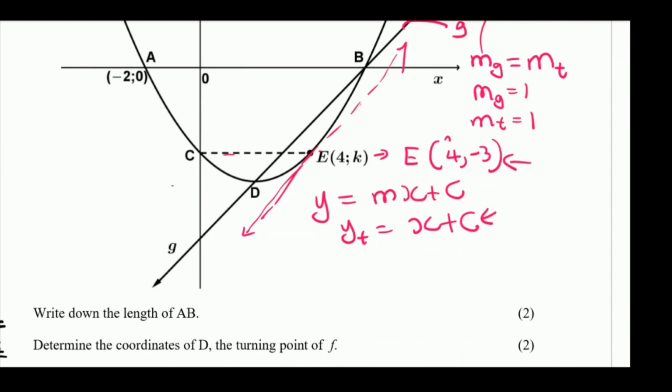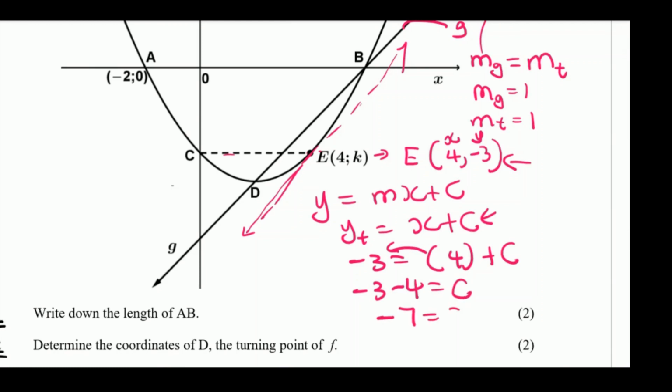So you're going to substitute, this is the X value, this is the Y value. So where there's Y, we're going to put minus 3 is equal to, where there's X, we're going to put 4, and then plus C. Transpose the 4 to the other side, we have minus 3 minus 4 is equal to C, which would be minus 7 is equal to C. So this would be the C value. And the equation of the tangent would be y is equal to x minus 7. So this is the equation of the tangent.